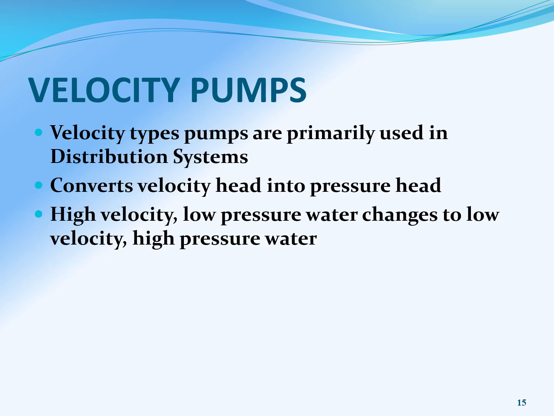So in the water industry, velocity type pumps are primarily used in distribution systems. They have the ability to convert velocity head into pressure head. What does that mean? That means that you're able to take this small amount of head pressure that you have on your pump and convert that into pressure head, meaning you're able to pump it to higher elevations, into higher pressure zones. And so that's primarily what you're going to find out in the water industry distribution systems.